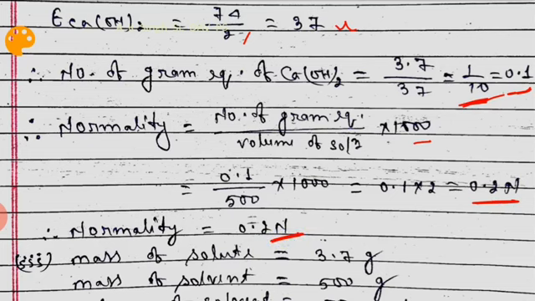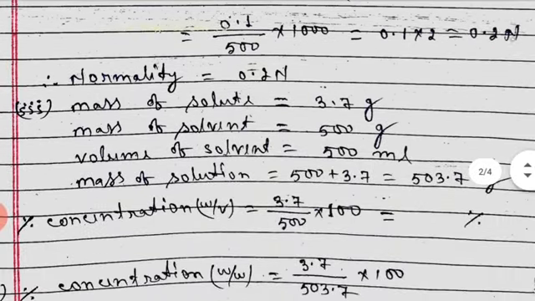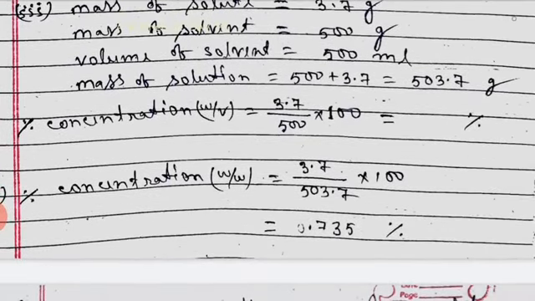Is it clear? Now, next, mass of solute is 3.7 gram. Mass of solvent is equal to 500 gram, and volume of solvent is equal to 500 ml. Now, mass of solution is 500 plus 3.7, which is equal to 503.7 gram.